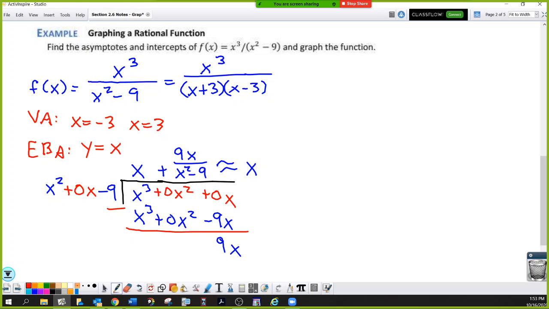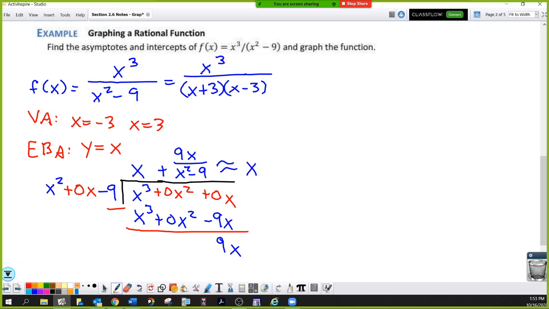See, the little fraction remainder is not ever going to matter because the little fraction remainder will always have a smaller degree on the top than it does on the bottom. That means at the far infinities, the little fraction remainder will always go to 0, and it will not be a problem. Will every linear or oblique or slant asymptote be y equals x? No, it could have been y equals x plus 2 or something, okay? This one just happens to be y equals x.